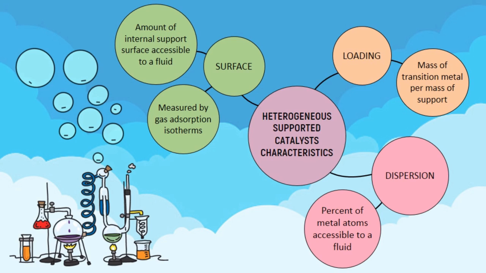For extra information, the function of catalyst support is to fix the active component. Next is to make the active component more stable, and the last one is to make the surface area larger, which will allow more reactant to react with the active site at one time.